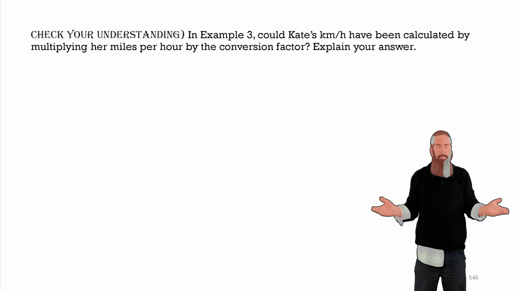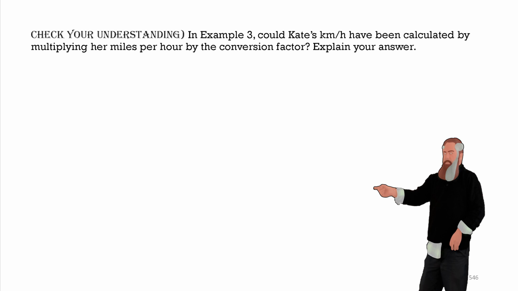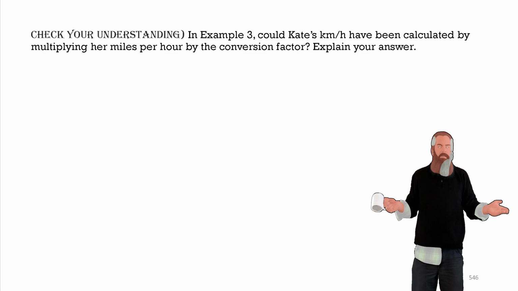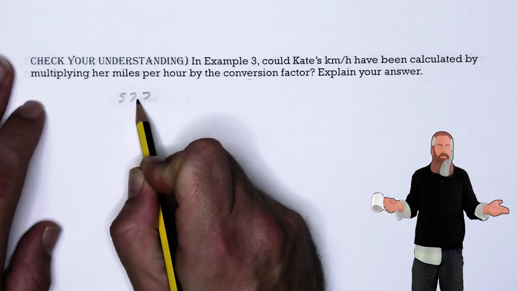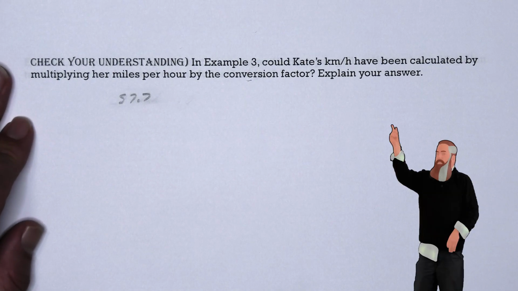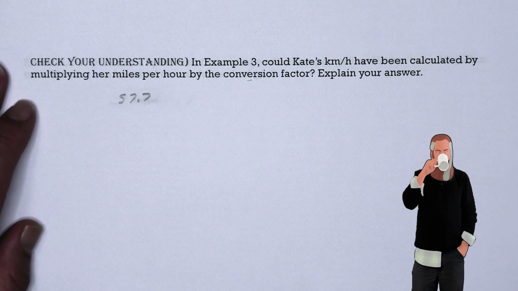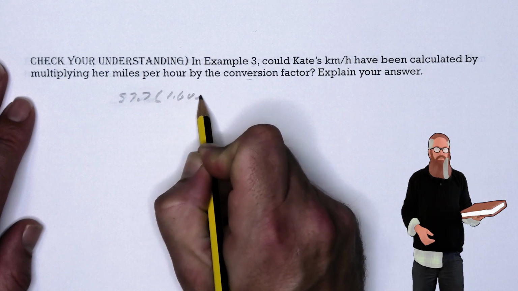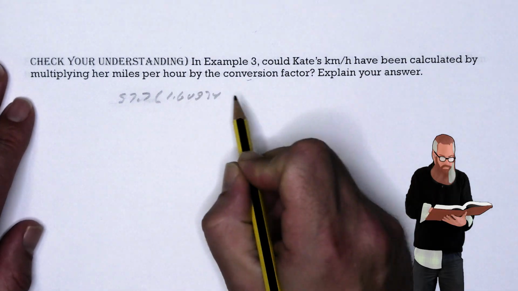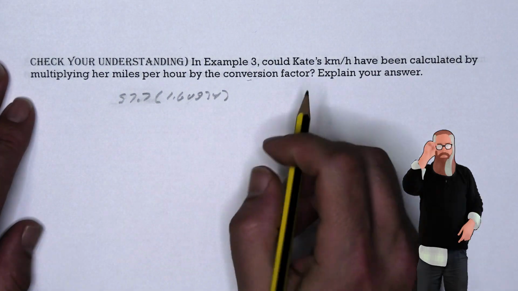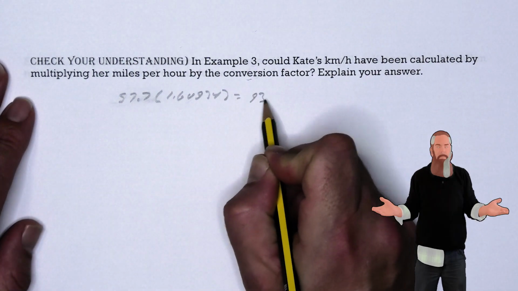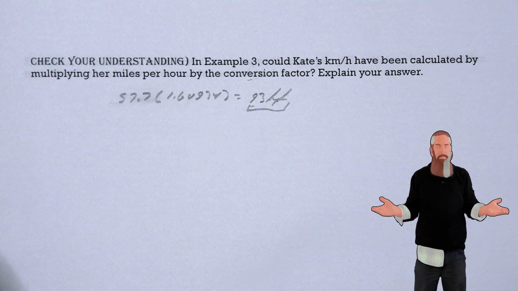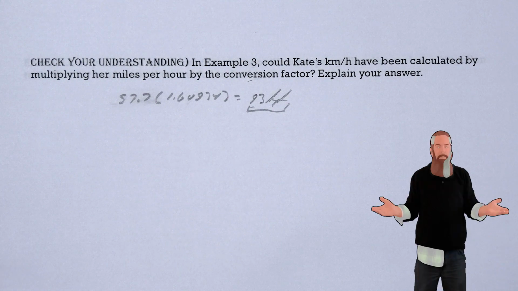Now, let's check our understanding. In example 3, could Kate's kilometers per hour have been calculated by multiplying her miles per hour by a conversion factor? So we already know that her average rate was 57.7 miles per hour. The real question is, can we multiply this by 1.60934 to get the approximate kilometers per hour? And when we do this, we get 93 kilometers per hour, which is actually the kilometers if you were to go back and solve number 3 for kilometers.